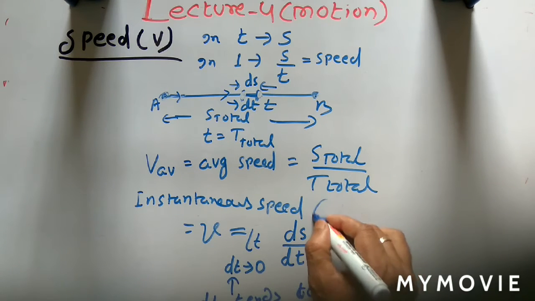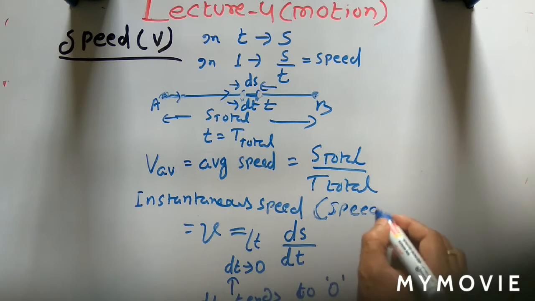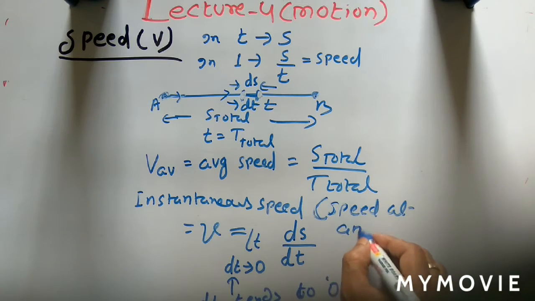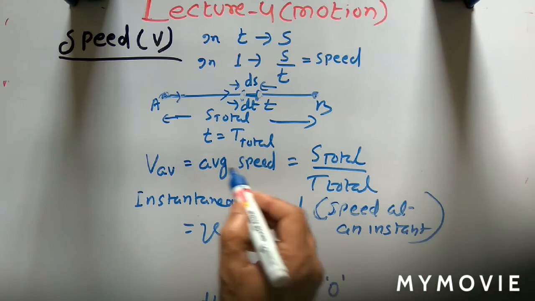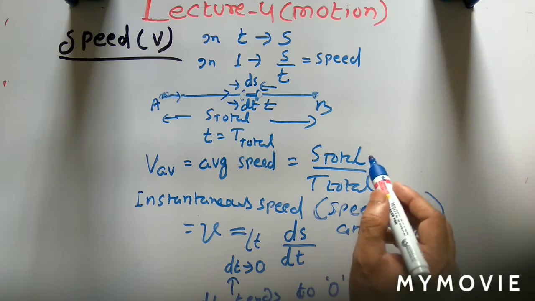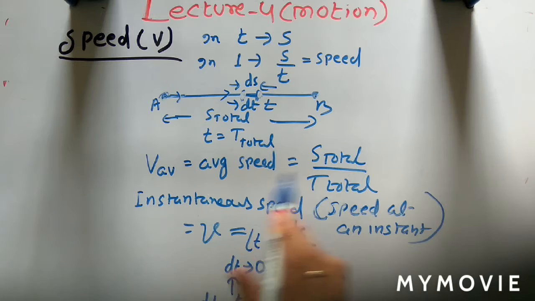So what is instantaneous speed? You can write: instantaneous speed is the speed at an instant. But what is average speed? Average speed is equal to total distance divided by total time. This is the difference between average speed and instantaneous speed.